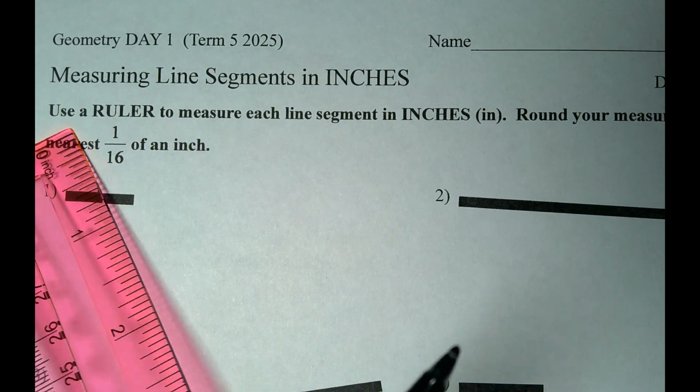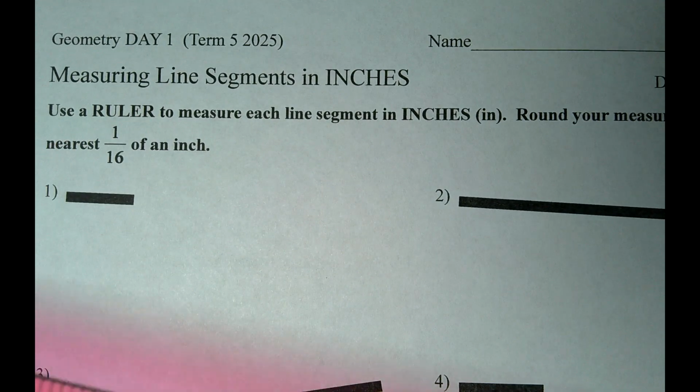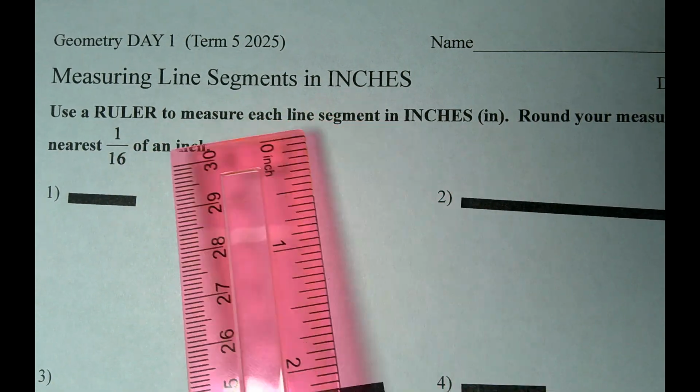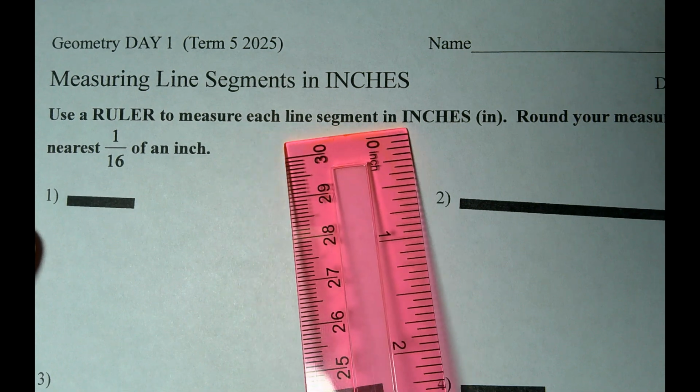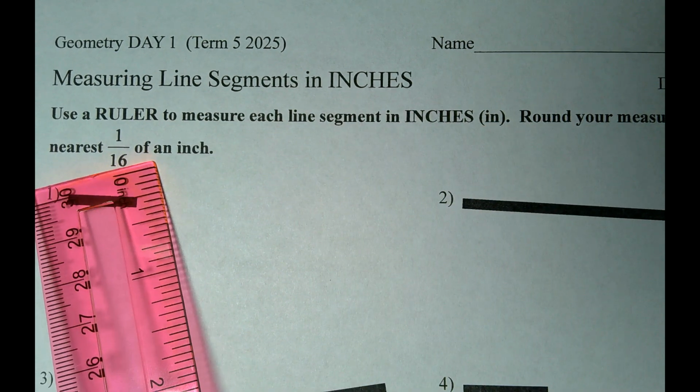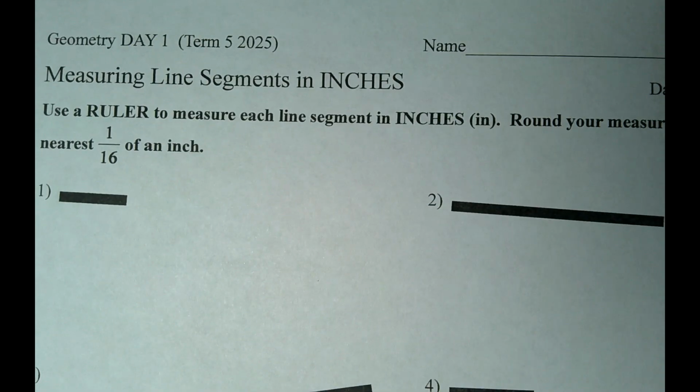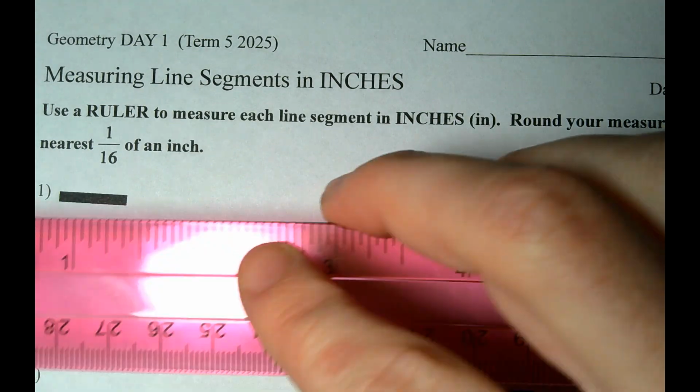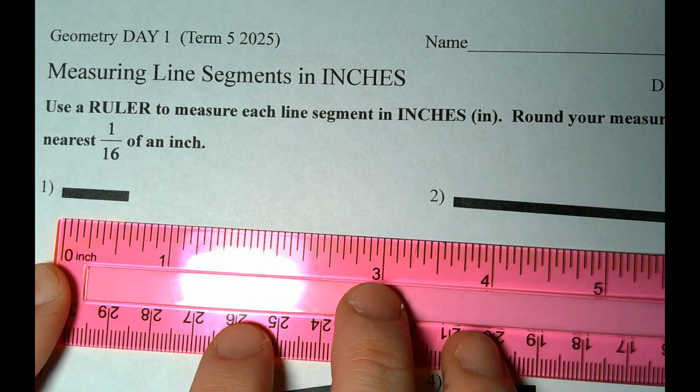And our directions say use a ruler. First of all, this is a ruler. If you've never seen one before, it's a ruler. And we're going to measure each of these line segments in inches. We're going to round our measurements to the nearest 16th of an inch. So we're going to look for the little line that is closest to the inch.